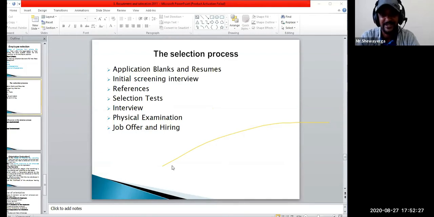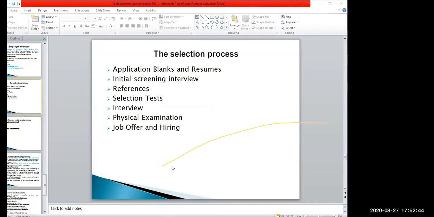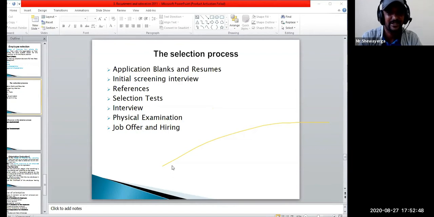What are those tasks or activities? Exam, interview. So what is the third step? Yes, the selection process is complete here. Okay, thank you Sanyi.